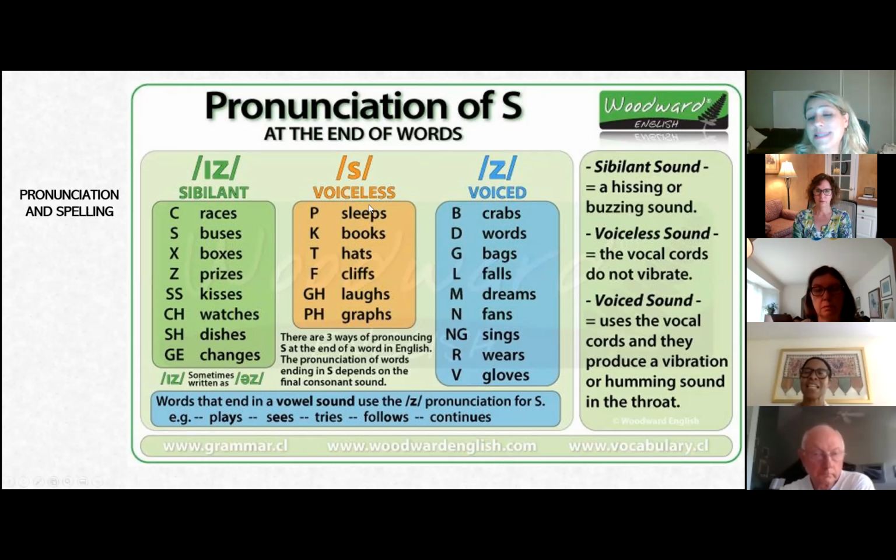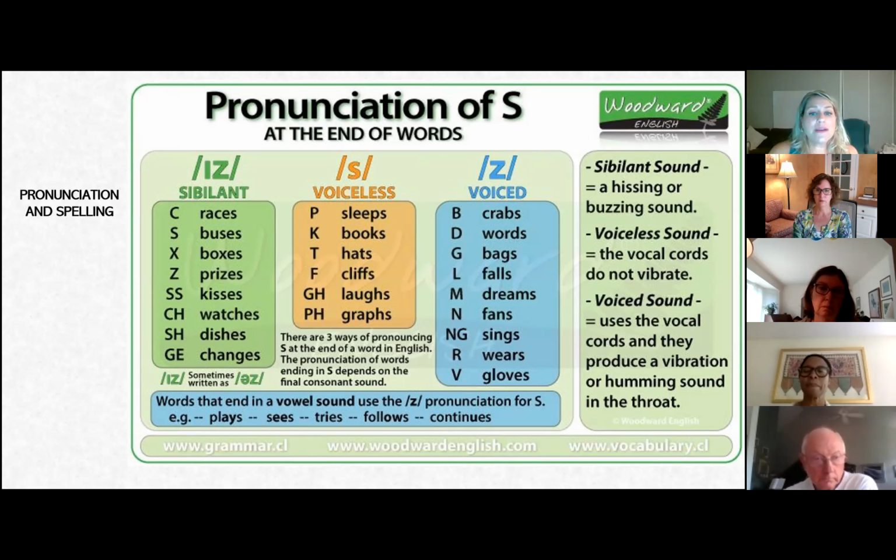But if I have a voiceless sound at the end, it's going to come out with a voiceless S. So sleep becomes sleeps. Book becomes books. And if I have a voiced sound at the end, then my sound is going to sound like a Z. It's going to be voiced. So crab becomes crabs. Okay?